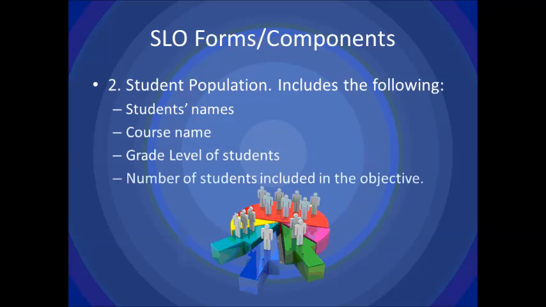You're also going to include on your SLO forms some background demographic data, the students' names, their course name, grade level. You also would include at this point some information about how many students are on IEPs, LEPs, or other identified populations.